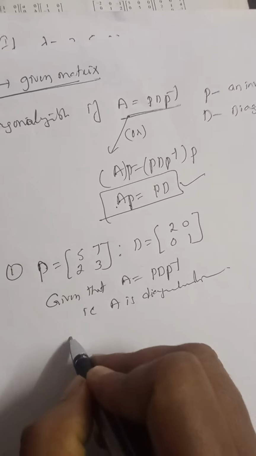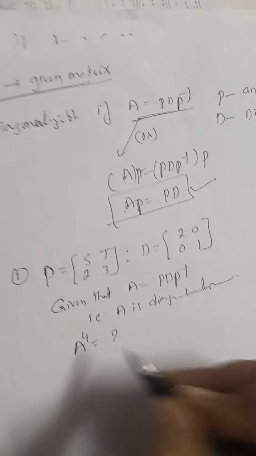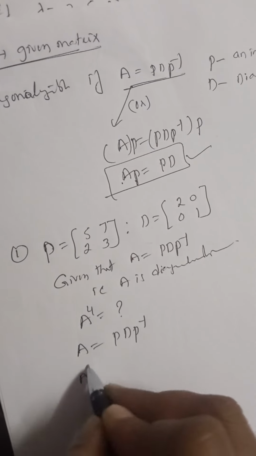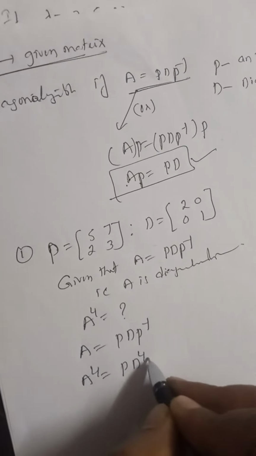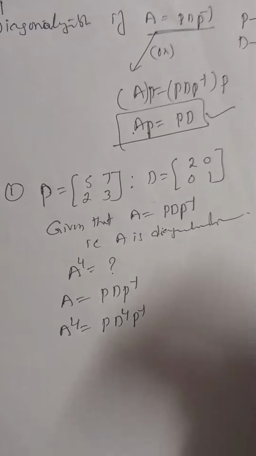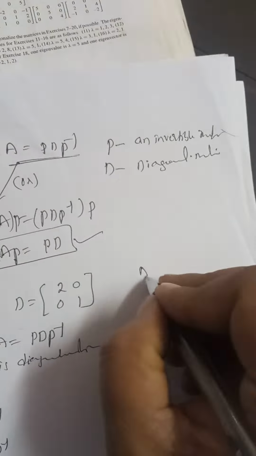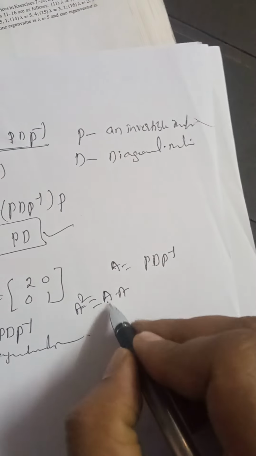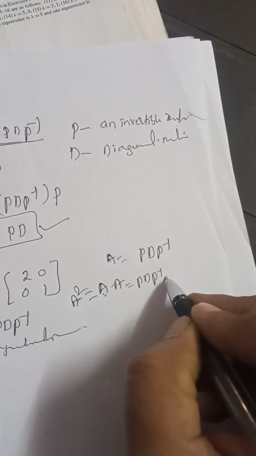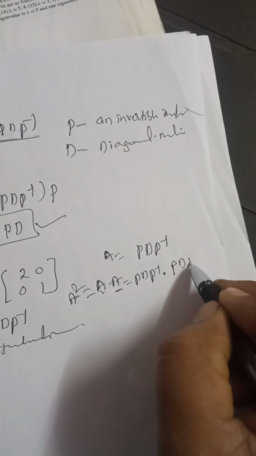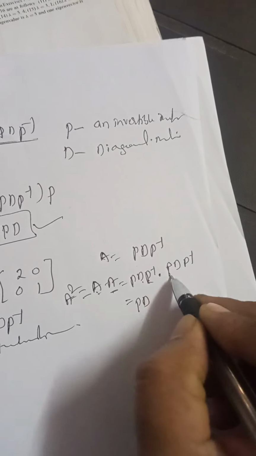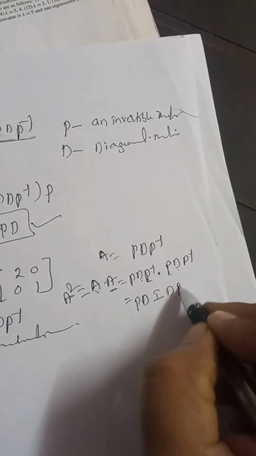Now what is our aim? Our aim is to find A power 4 is equal to question mark. We know that A is equal to P D P inverse. A power 4 is what? P D power 4 P inverse only. Sir, how sir? See here in the rough work. Now A is equal to P D P inverse, no? A into A is nothing but A square, right? Now what is A? P D P inverse. Another A is P D P inverse, right? See here, P into D, P inverse into P is I, remaining is D, P inverse.